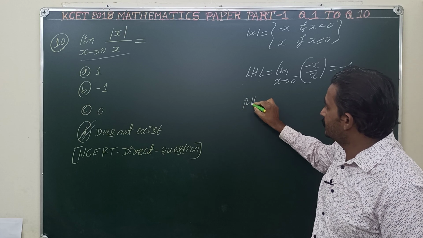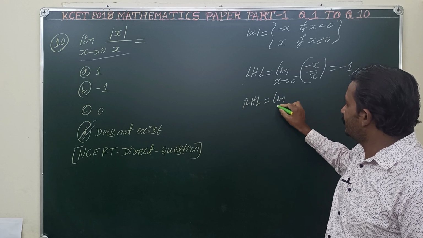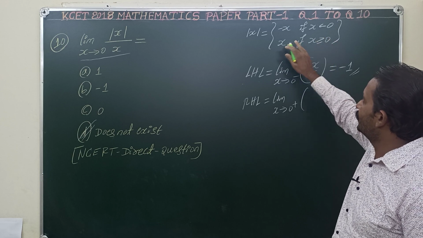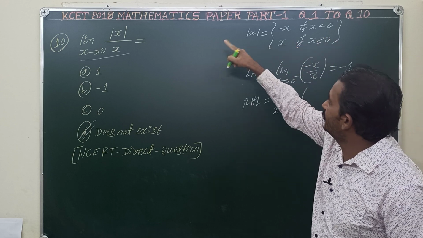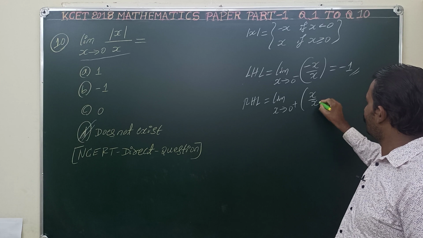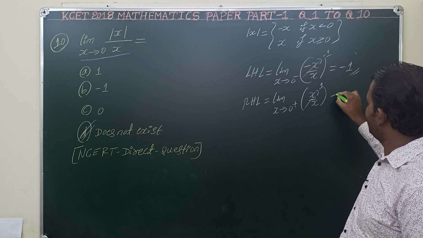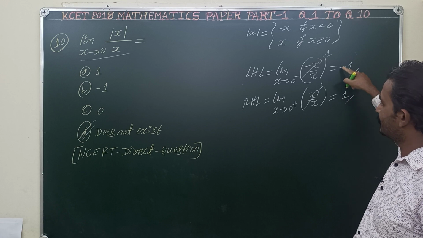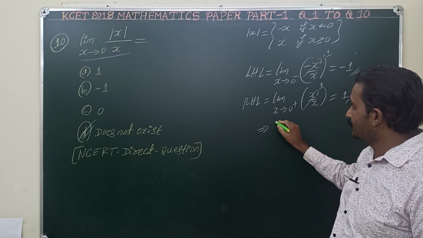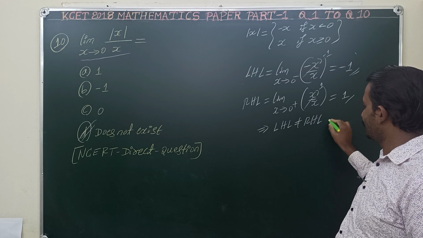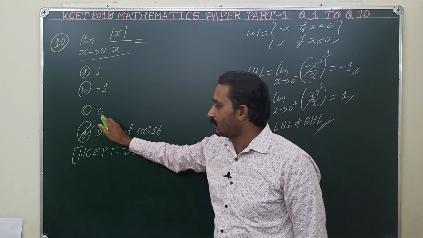And find the RHL. In this case limit x tends to 0 plus means the x value is greater than 0. Modulus x becomes x, so x by x is equal to 1, plus 1. Here LHL is not equal to RHL. This implies LHL is not equal to RHL, hence the limit does not exist. So option D is correct.